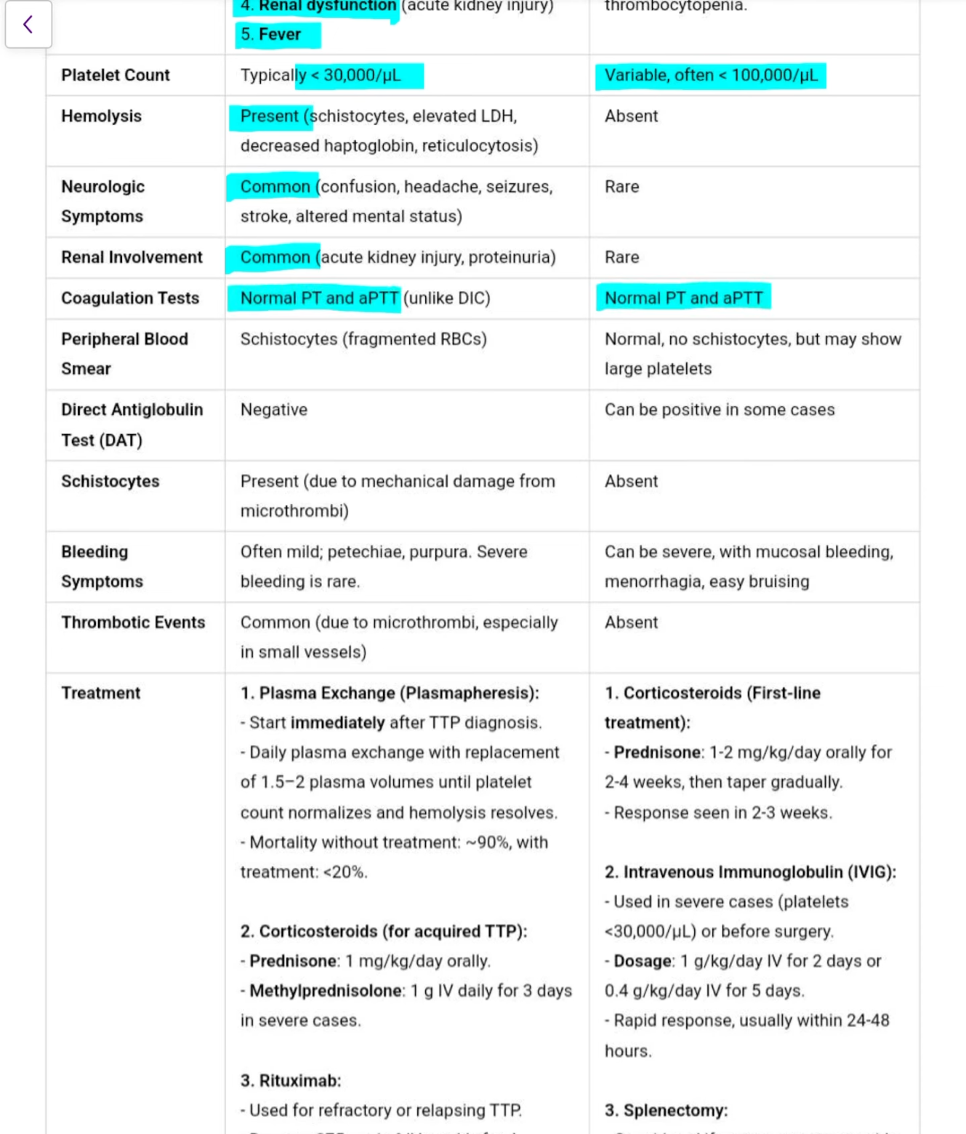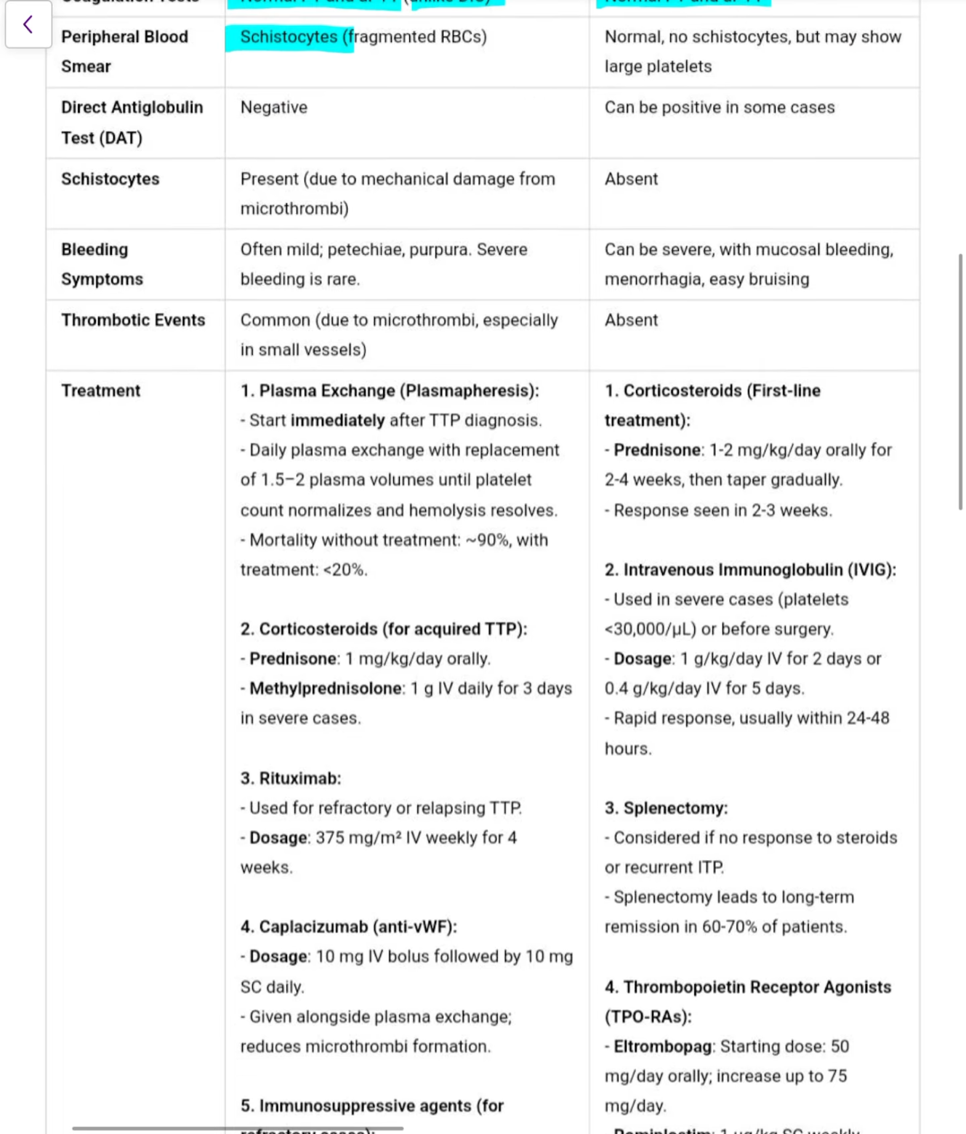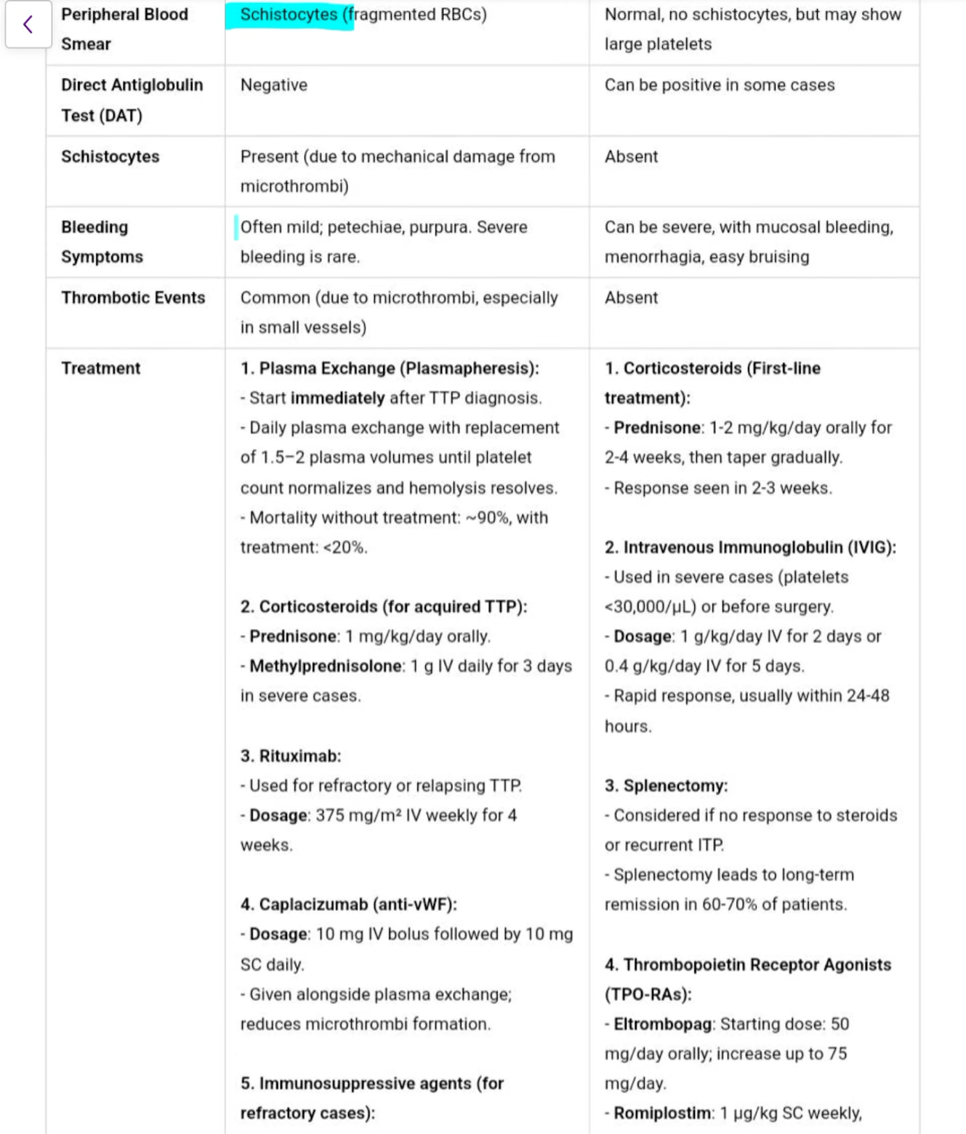In TTP, as the patient is coming in crisis, we might confuse it with DIC. But in DIC, as we know, there is a derangement of PT, APTT, INR. So that's how we can rule out DIC here. If you see the peripheral blood smear, we'll get schistocytes. Then bleeding symptoms are often mild.